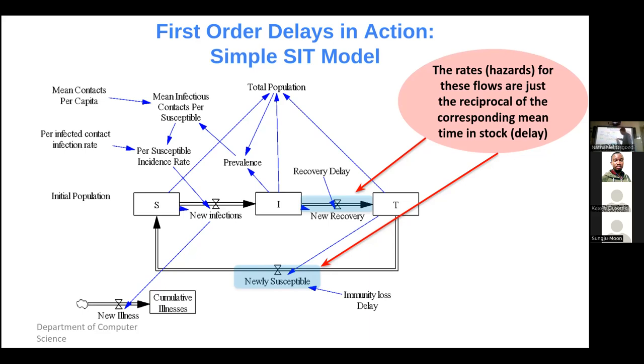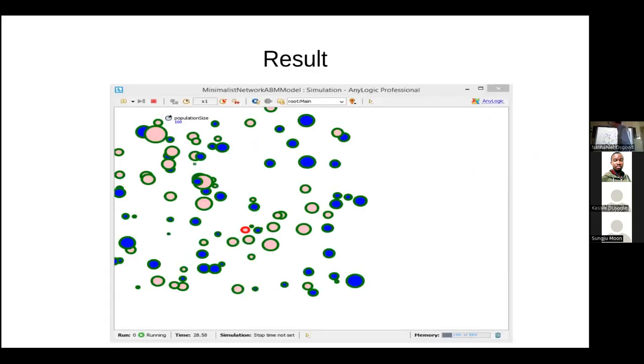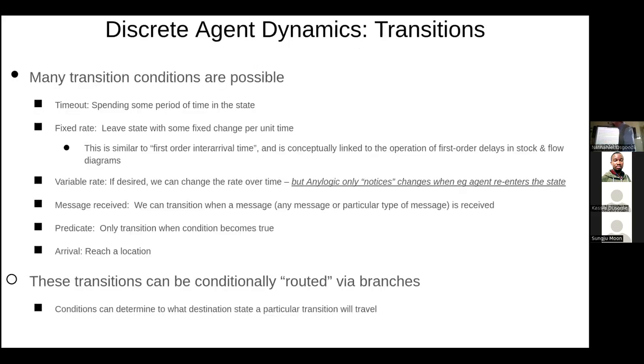If I want to capture a memoryful process, I might divide this into I1, I2, I3 in a row. But in a stock and flow model, I will often have a rate transition. And similarly, maybe I'll have a waning immunity transition. Sometimes it's formulated as a rate, like this rate over here for new infections, which is in fact the per susceptible infection rate, called the force of infection. Okay. So this is the rate type of transition we have.